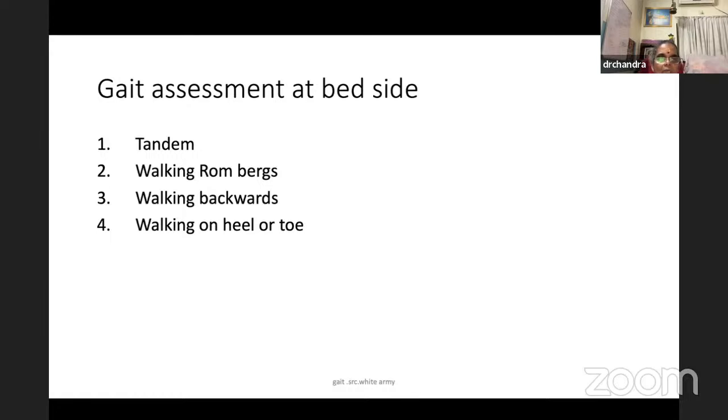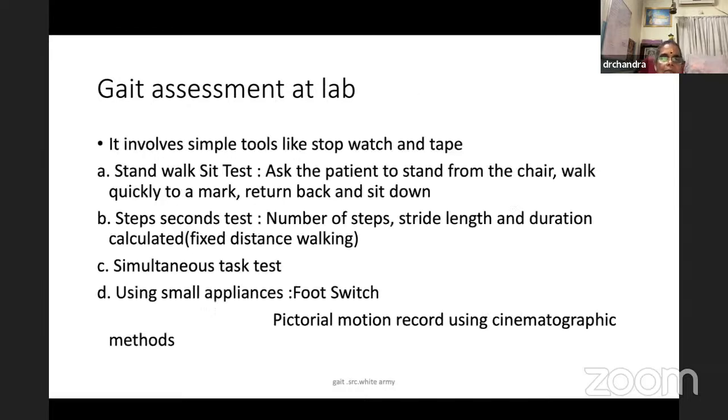Then tandem walking, walking Romberg's. Normal Romberg's is eyes closed and legs together. Walking Romberg's is one leg in front of another. Then walking backwards, walking on heel, walking on toe.